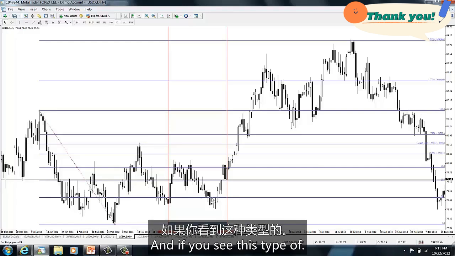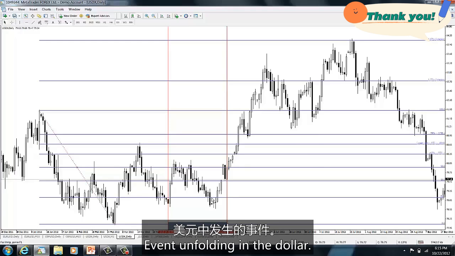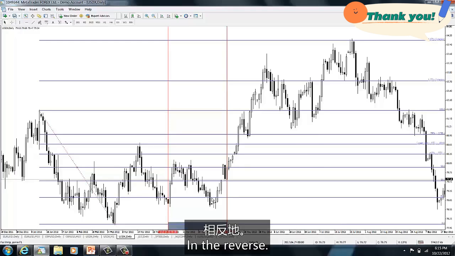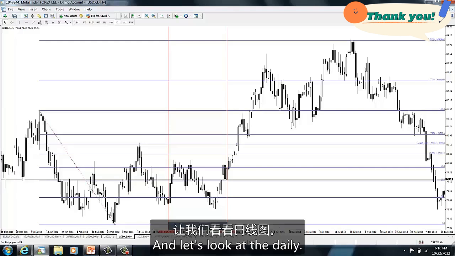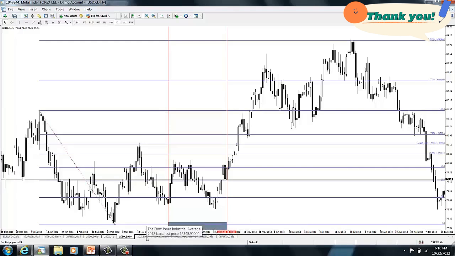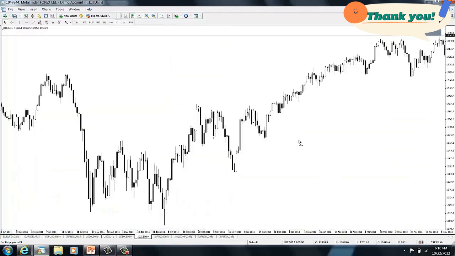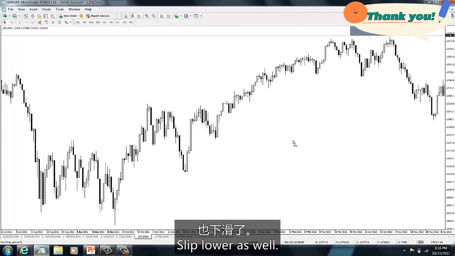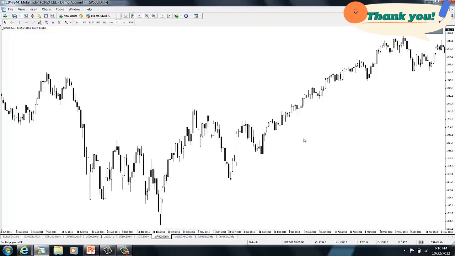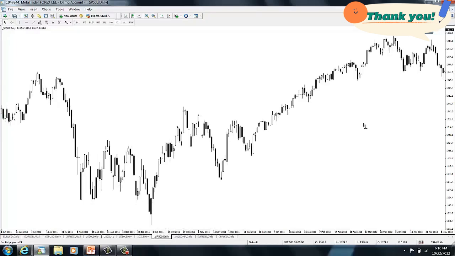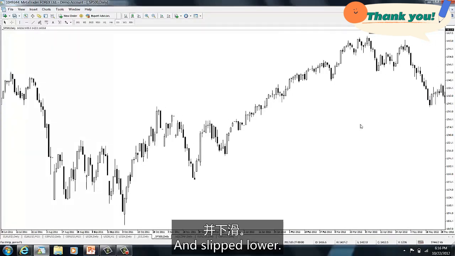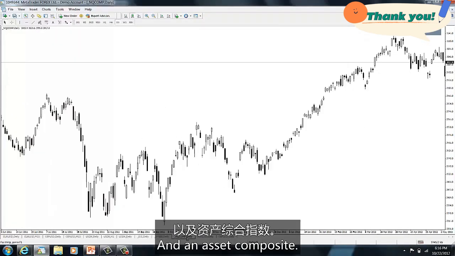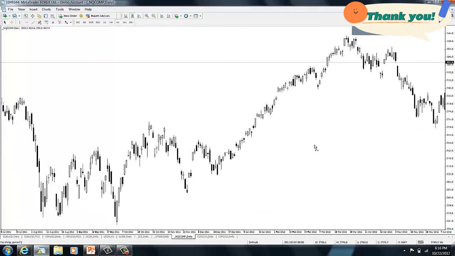And if you see this type of event unfolding in the dollar, the same thing should be happening in the reverse, okay, on the downside on your other asset classes. And let's look at the daily on the Dow Jones. We saw price obviously slip lower as well, okay, confirming that upward momentum in the dollar. The S&P 500 also broke down and slipped lower. And the NASDAQ composite, not surprising, slipped lower as well.